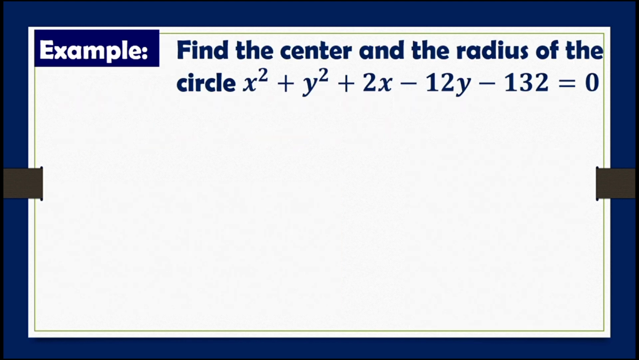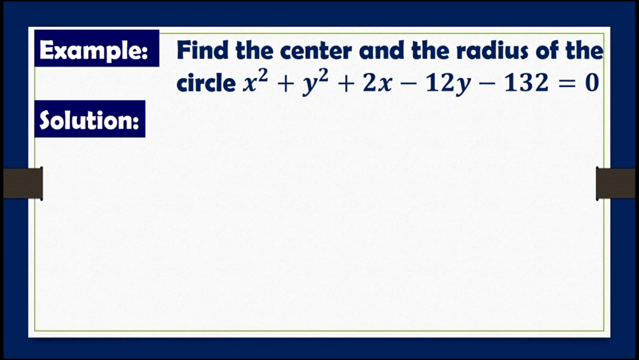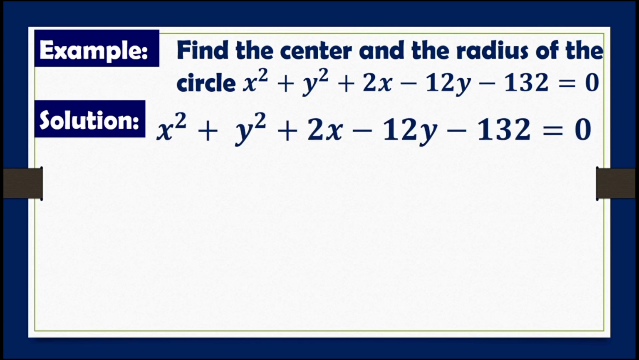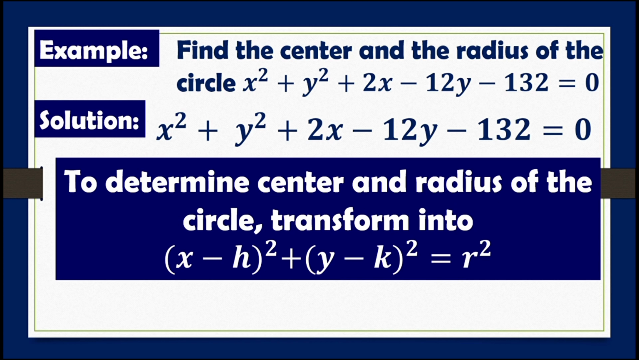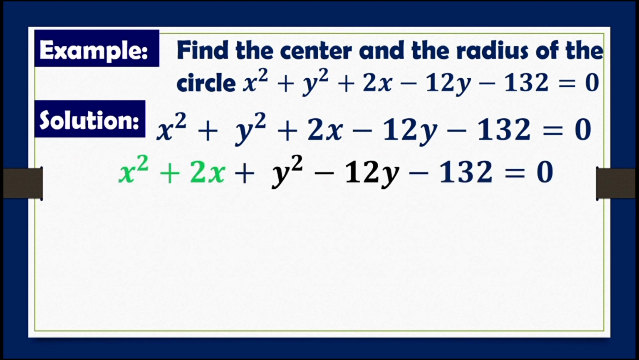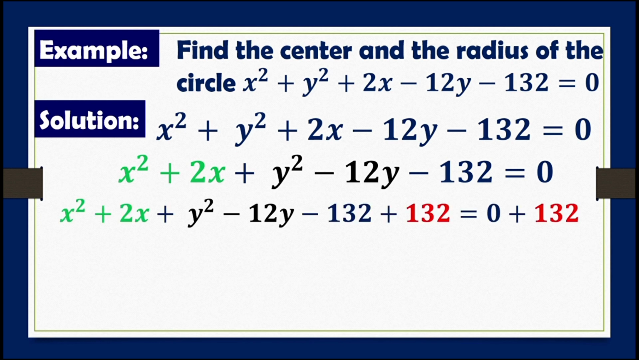Find the center and the radius of the circle x squared plus y squared plus 2x minus 12y minus 132 equals 0. So, this is the general form of our equation. And to determine the center and radius of the circle, all we need to do is to transform this one into quantity x minus h squared plus quantity y minus k squared equals r squared. So in this case, we will group the terms containing x, we will group the terms containing y, and transpose the constant to the right side using addition property in this case.